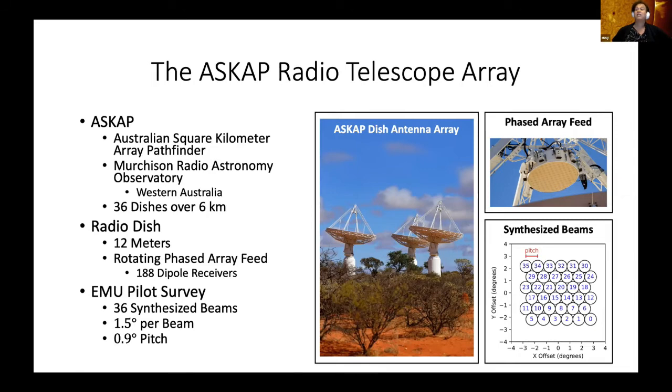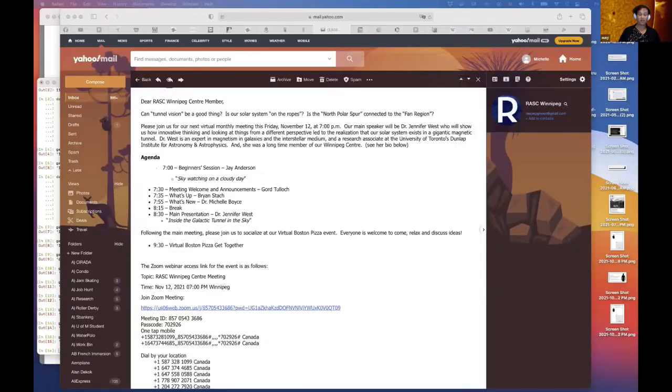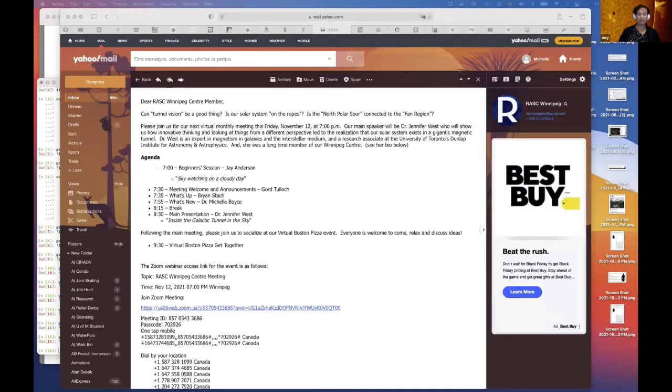It has 36 working dishes spread over 4 kilometers. These dishes are 12 meters in diameter, and they have rotating phased array feeds with 188 dipole receivers. And basically, you can take all these telescope signals and put them together and form a virtual telescope that has 36 synthesized beams, and these are the beam numbers, and something just happened.